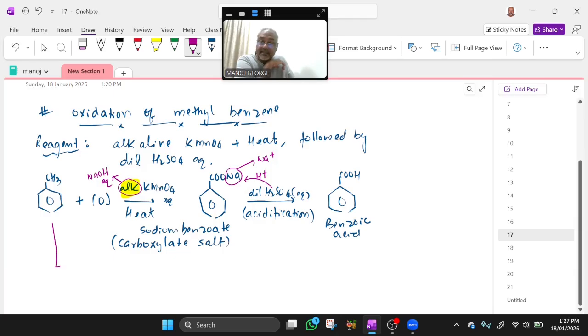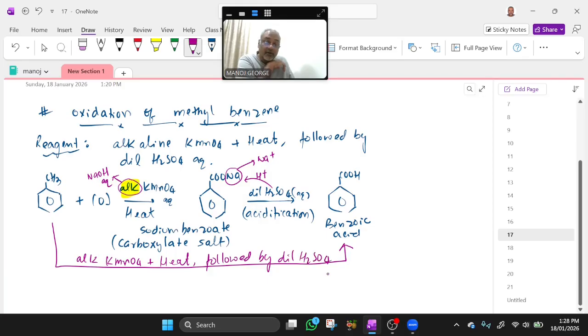If your examiner says, okay, let's change this to this in one go, then your reagent conditions will be alkaline KMnO4 plus heat. This is for organic synthesis. Suppose they don't give you space, or one extra box, they only give you methyl benzene and directly one box. Which means you don't have to show the intermediate sodium benzoate. You go directly from methyl benzene to benzoic acid.